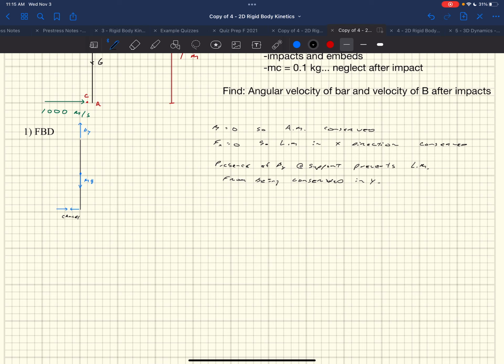But we'll get back to that one a little bit later, because I'm going to go over one of our homework problems too, just so you can see it at play. So that's what we got. We have two tools at play to solve this problem: linear momentum in the x direction, and angular momentum. Angular momentum is conserved about any point, right?